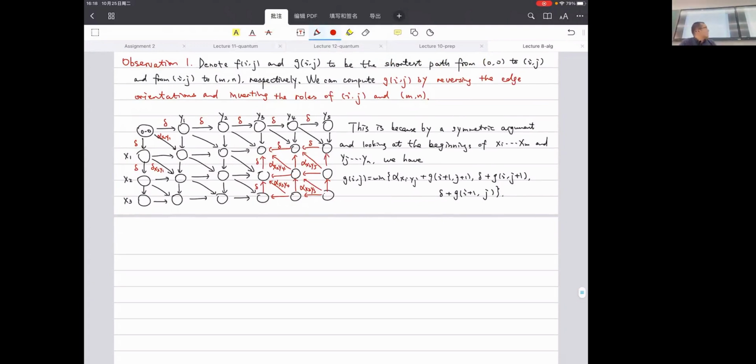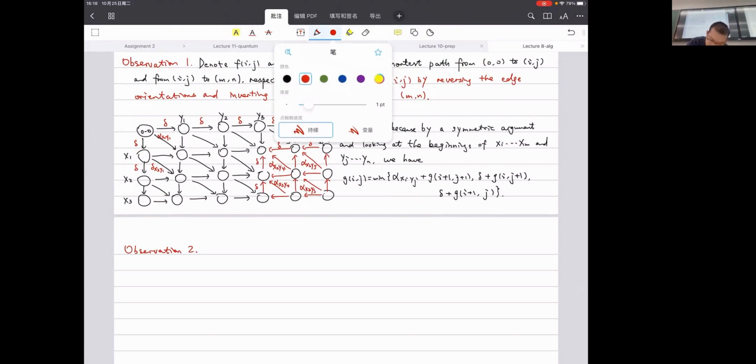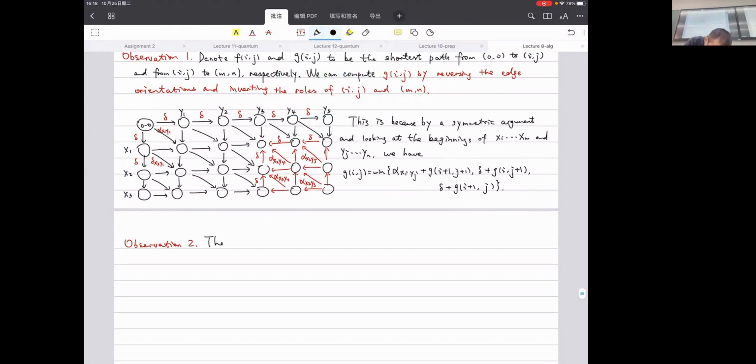Having both functions f and g is really convenient for us to make the corresponding discussions here. For observation 2, the cost of the shortest path that uses a specific point ij. I want to emphasize this. There can be a lot of different paths, for instance this is a path, and maybe this is a path, but I'm talking about the cost of the shortest path that uses a specific point ij, and the corresponding cost is just fij plus gij.